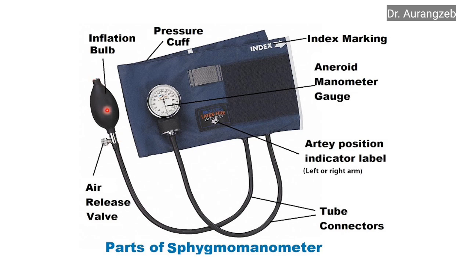This is a standard aneroid sphygmomanometer or blood pressure apparatus. It has this inflatable bulb, this pressure cuff, this air release valve, these tube connectors, the artery position indicator label, and the aneroid manometer gauge and the index marking.